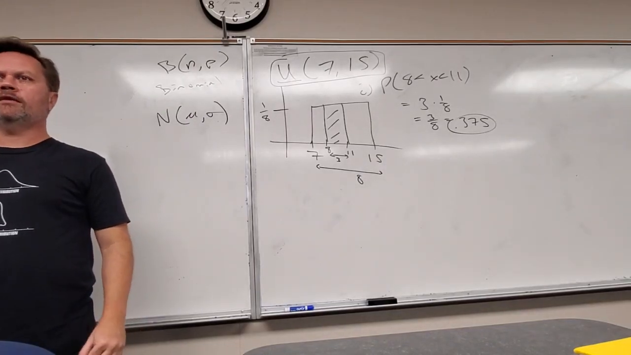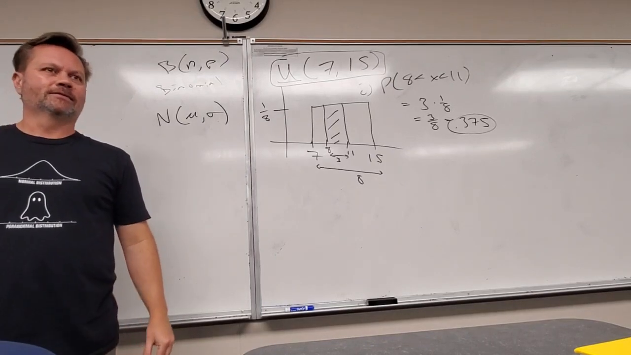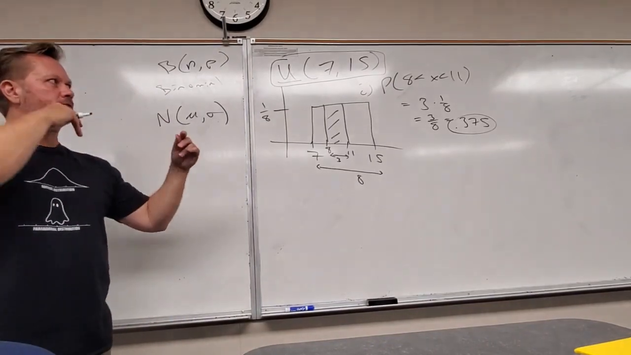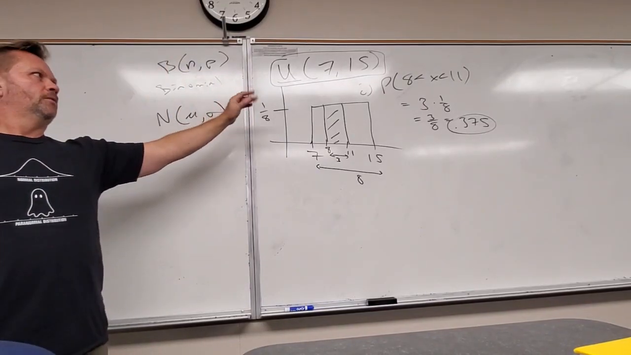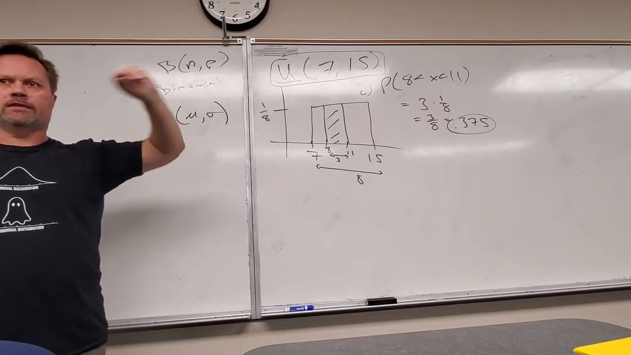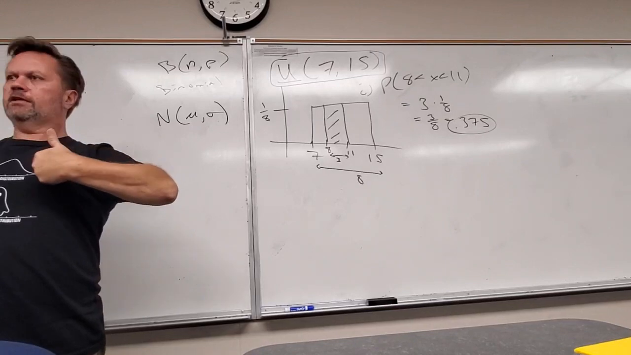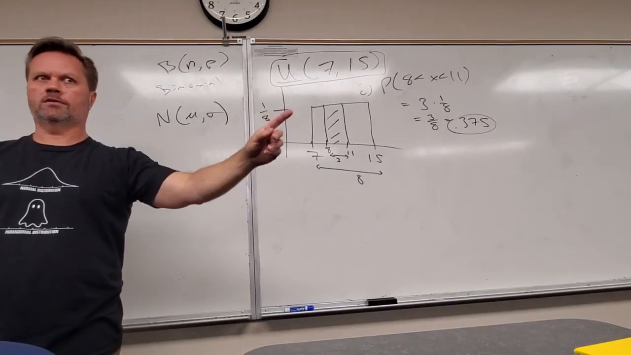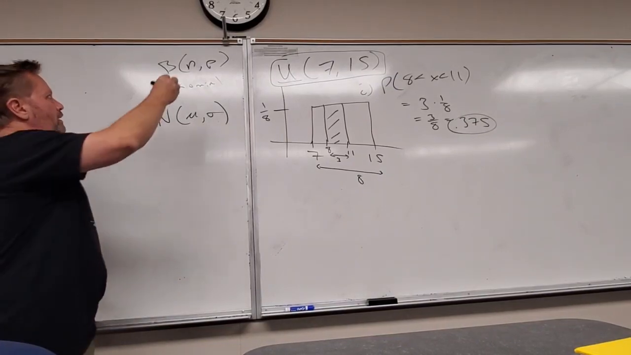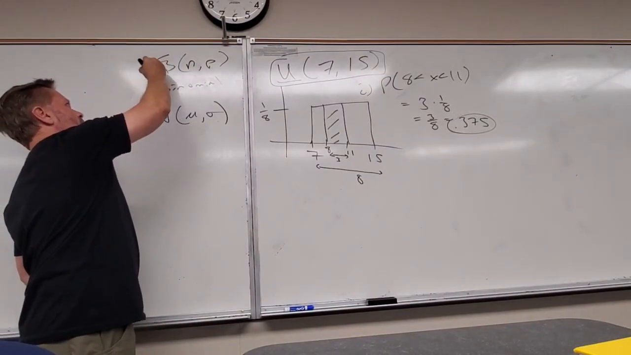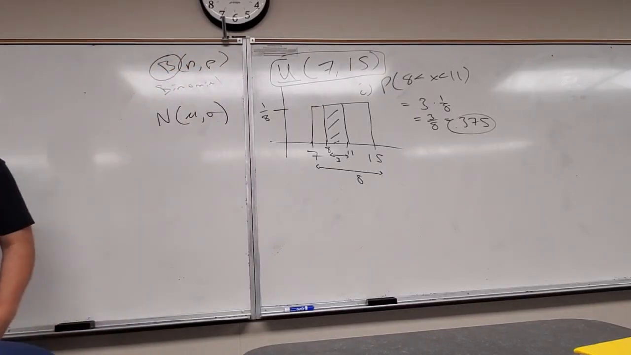Not many things are uniformly distributed in real life, right? But there's not a ton of uniform distributions in the world. But there are a couple key places where we use this idea, and it's a really good way to segue into this guy, right? Normal distributions. Can somebody tell me the main difference between a binomial and a uniform distribution?